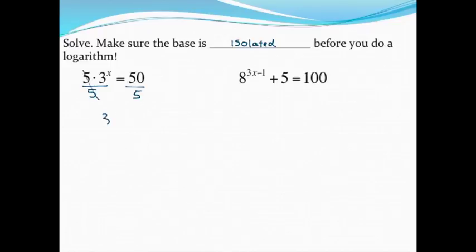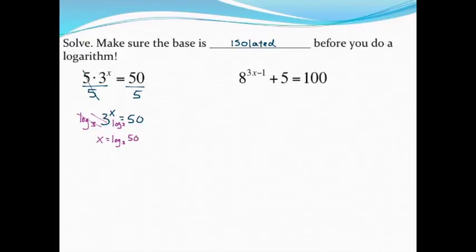That will leave me with just 3 to the x, so now my base is isolated, equal to 50, and from here I can do what I typically do when I solve an exponential equation. To get rid of a base of 3, let's do the log base 3 of both sides. Okay, so when I do that, log base 3 and 3 are inverses, they'll cancel out, leaving behind just an x. On the other side, then I have log base 3 of 50. Now, that's my exact answer.